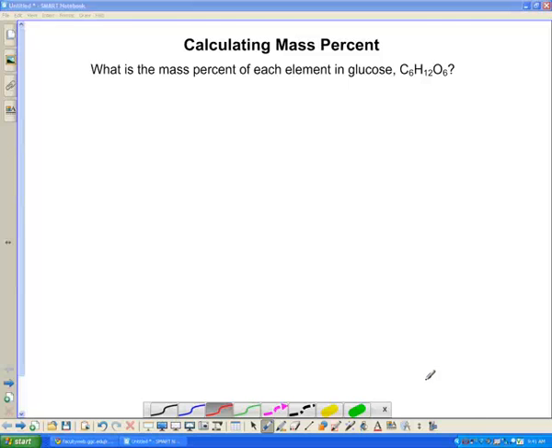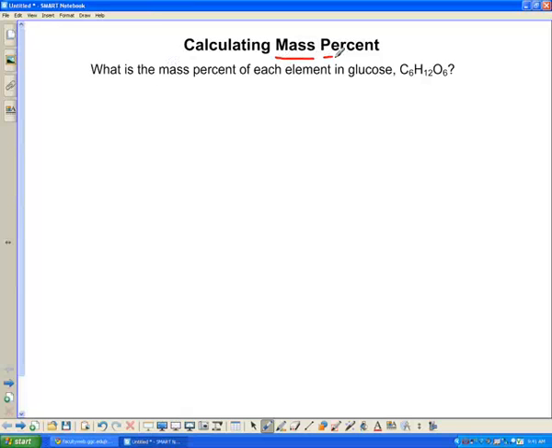Alright, so in this video we're going to talk about one particular method of expressing the composition of a molecule in terms of the atoms, or the elements that make it up, or the atoms of those elements. And that way is by something called mass percent.